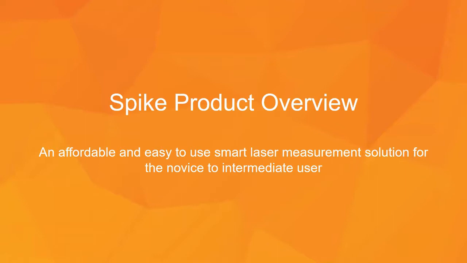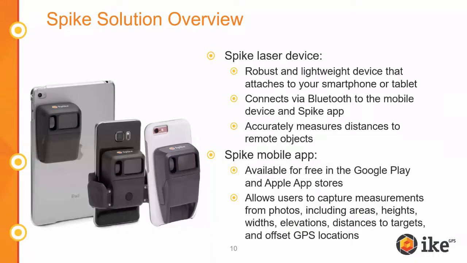So now you know the reason for it and why we built it and why we've done this integration. But let's talk about what exactly Spike is. Spike is a laser device. As you see here, there are 3 different types: a tablet, a smartphone, and my personal favorite, the OtterBox version. They all operate the same. It's just how they attach that is a little bit different. It's a laser device that attaches to the outside of your phone, connects via Bluetooth to your mobile device, and works with our Spike app that you download for free, for either Android or iOS.